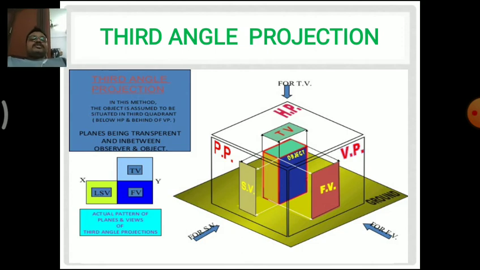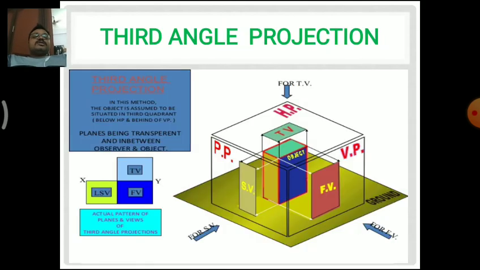The different types of views that can be drawn are: the top view is drawn above the reference line, and below the reference line we can draw the front view. On the left-hand side we can draw the left side view. In the first angle projection we draw it on the right side, but here we draw it in its original form, that is, on the left side only. When there is a right-hand side view, it is drawn on the right side of the front view only.